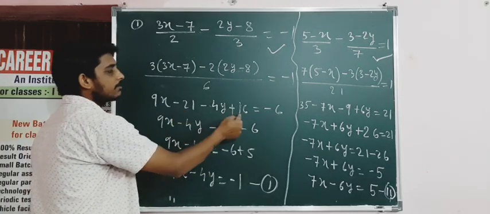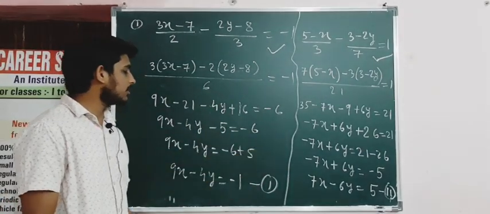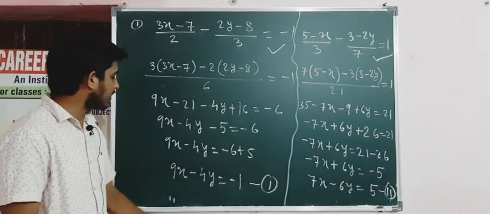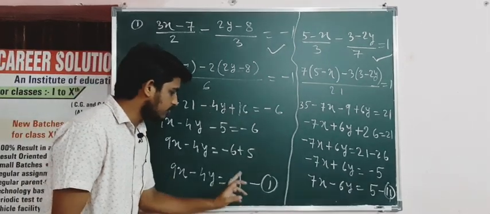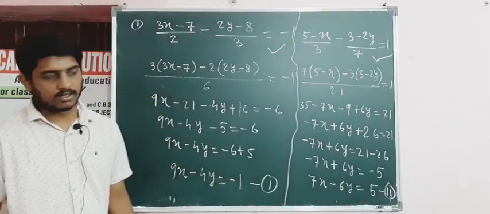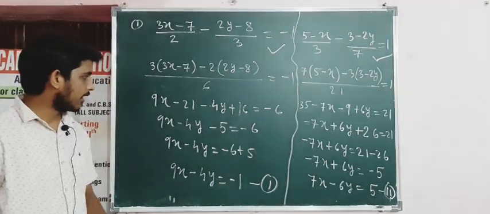Minus 21 plus 16 will give minus 5, and this minus 5 will transfer to the other side of the equal sign, becoming minus 6 plus 5. So ultimately you will get 9x minus 4y is equal to minus 1, which is your equation number 1. 9x minus 4y equals minus 1.